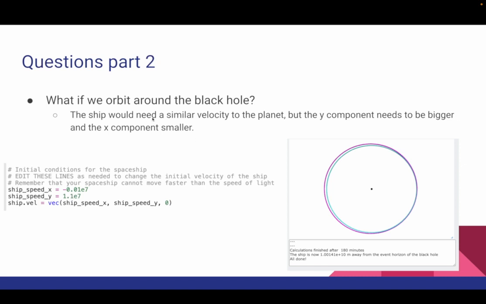So for part 2, we have, what if we orbit around the black hole? And we want to know what velocity we would need, the initial velocity. So the ship would need a similar velocity to the planet, but the y component needs to be bigger and the x component needs to be smaller. And here's the speeds that I found, and here's my results.